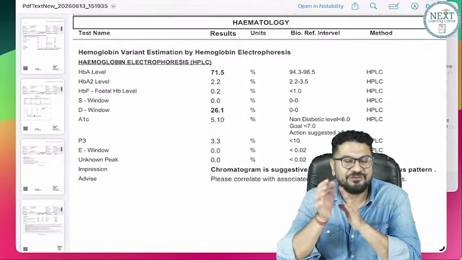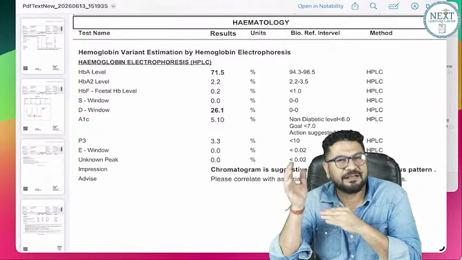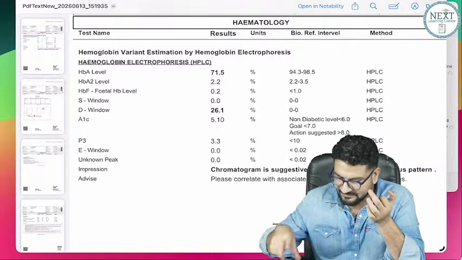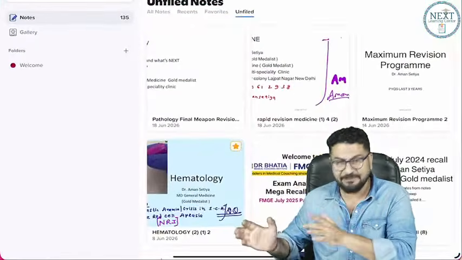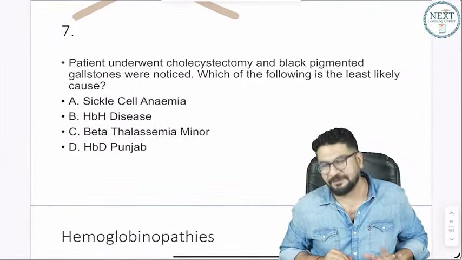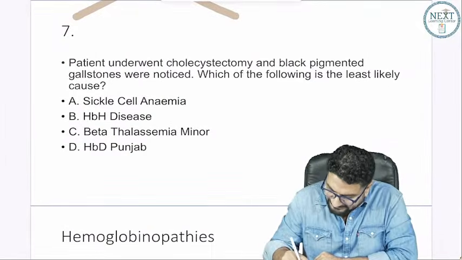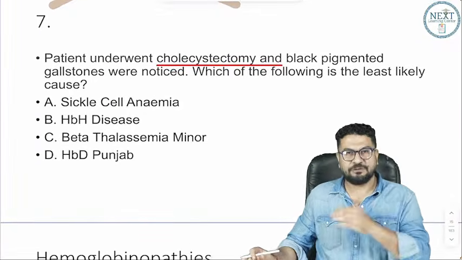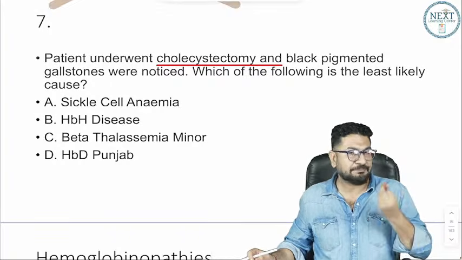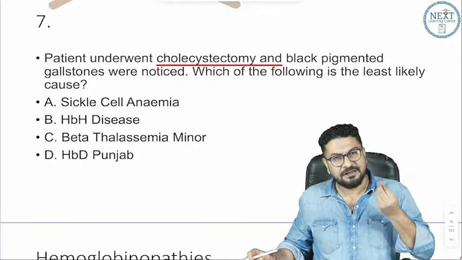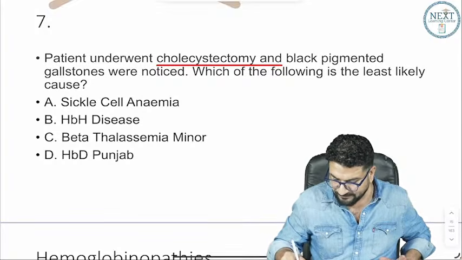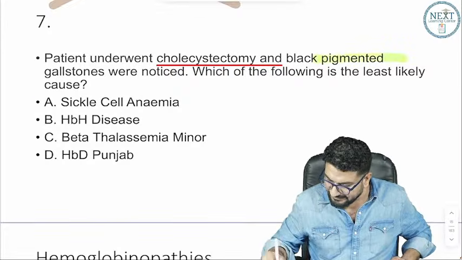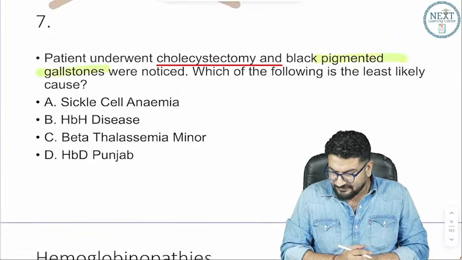That is a type we see in people living in the Wagah border area or in the Sindh area. Most of them are Sindhis, Punjabis, Muslims. So it is, I can say, a mini version of sickle cell anemia or thalassemia. So let's see. The patient underwent cholecystectomy and black pigment gallstones were noticed. Whenever we have hemolysis, in hyperbilirubinemia or hemolytic anemia, you will always notice pigmented gallstones. Gallstones are of two types. One is pigmented, the second is cholesterol, which will be yellow in color. Pigmented means bilirubin gallstones. So they're asking you least likely.